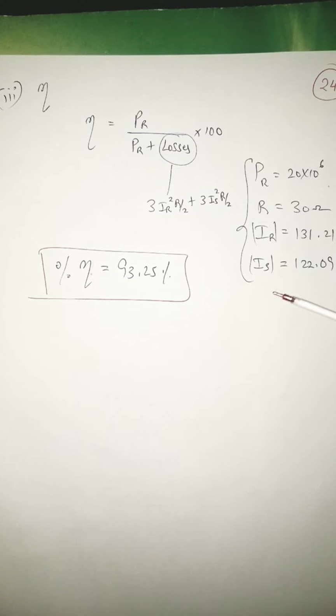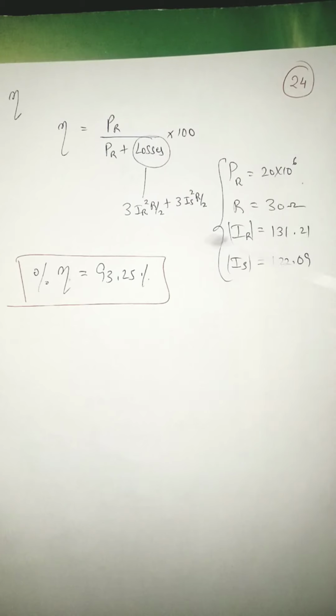And the last part is efficiency. Output power by output power plus losses into 100. Here, as per the network, losses are 3 IR square R by 2 plus 3 IS square R by 2. PR is given as 20 into 10 power 6. Resistance in the problem is 30. Magnitude of IR and magnitude of IS is considered here. First find the losses, then use it in the formula to get the efficiency as 93.25%.